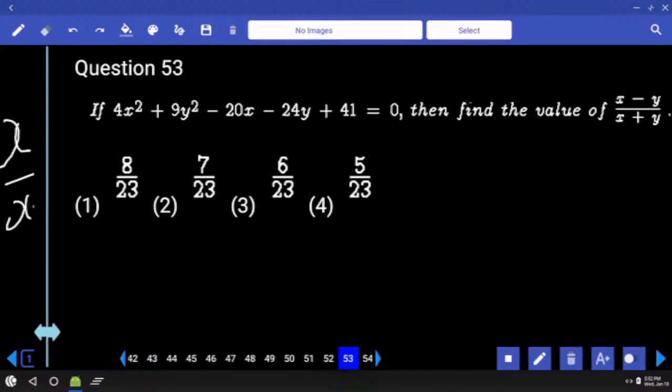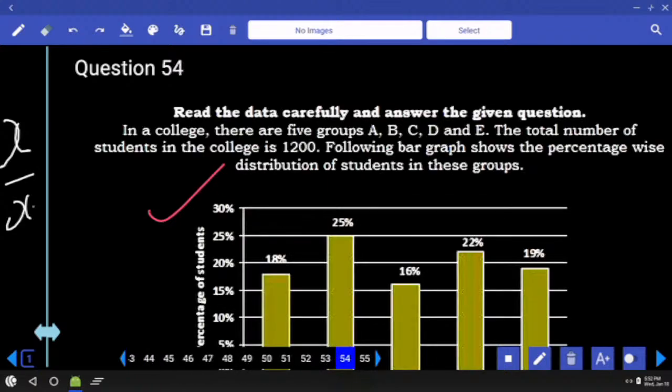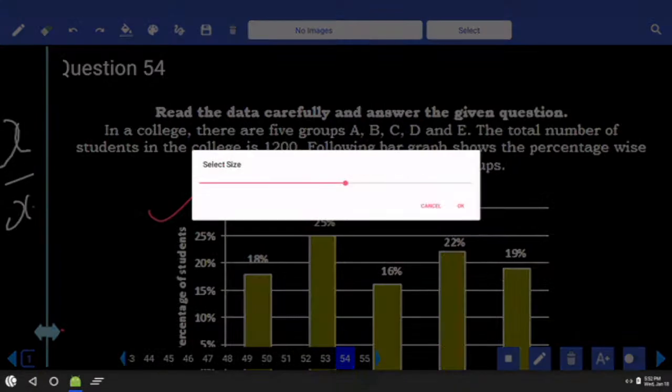Is this problem clear or not? Second option. Clear, right? Yes or no? Right. Shall we move to the next one? Yes or no? Right. 54th one. This is a DI question.